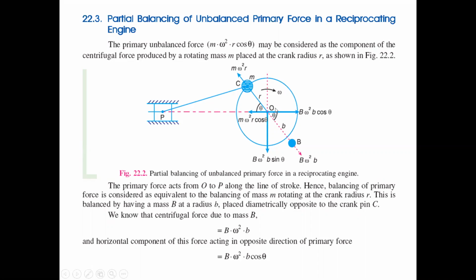And when we take this value, the horizontal component, why? Because it also has some inclination. That component is m omega square r cos theta. So the horizontal component value is m omega square r cos theta.